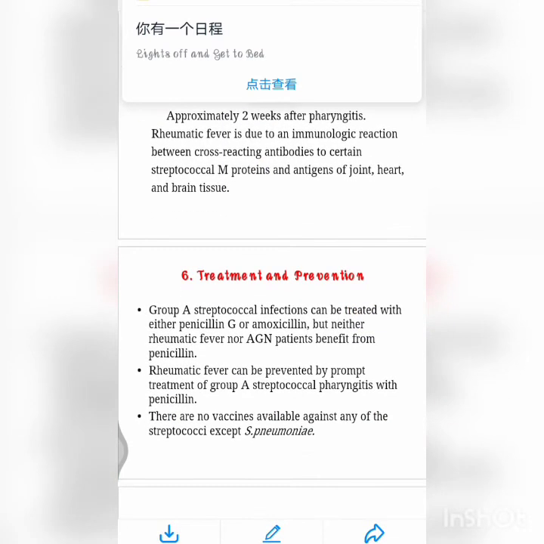For treatment and prevention, group A streptococcal infections can be treated with either penicillin G or amoxicillin, but neither rheumatic fever nor AGN patients benefit from penicillin. Penicillin can't treat rheumatic fever, but it can be prevented by the prompt treatment of group A streptococcal pharyngitis with penicillin.